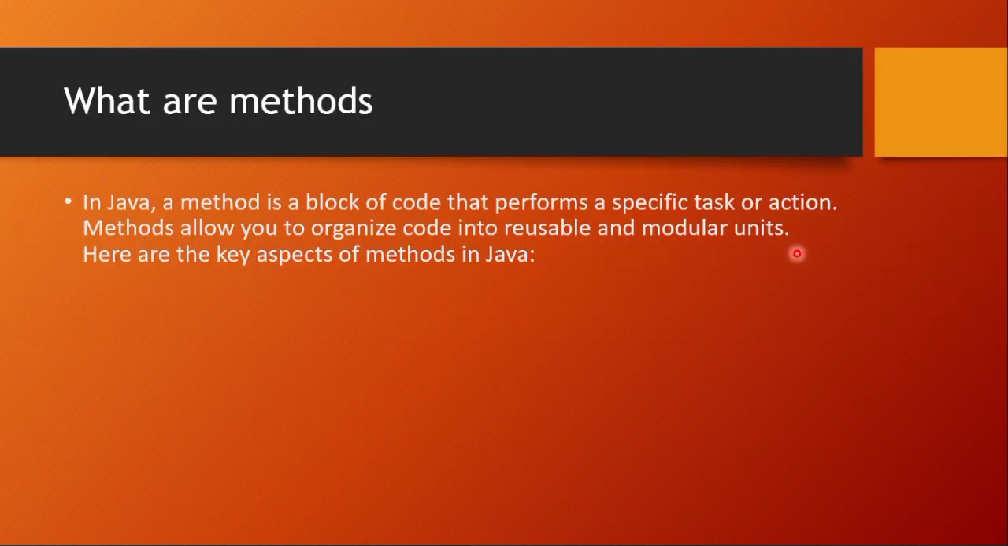So what are methods? Well, in Java, a method is a block of code that performs a specific task or action. Methods allow you to organize your code into reusable and modular units. So here are key aspects of methods in Java.